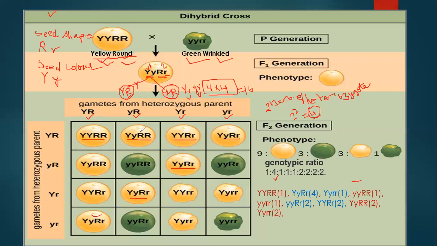Likewise, if you check this one, since it is present in the first one, you have to combine these two. So you have capital Y, small y, and you have capital R and capital R. For this box, you have to combine this one, and again this one. So if you're combining, this is capital Y, this is capital Y, this is capital R, and this is small r. So this is the genotypic composition of the offspring.